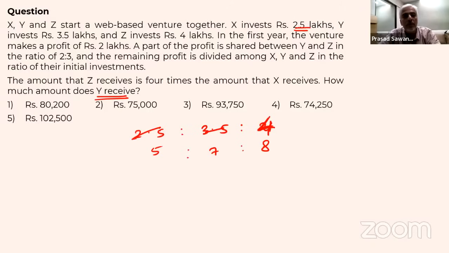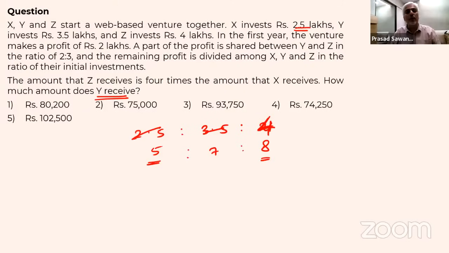Now, a part of the profit is shared by Y and Z in the ratio 2:3. So some money is taken out of the total profit, and that is shared between Y and Z in the ratio 2:3. And the remaining profit gets divided by X, Y, Z in the initial ratio of their investments. So whatever is the remaining money, X will still get 5 parts of it, and Z will get 8 parts of it, and so on. The amount that Z receives is 4 times that X receives.